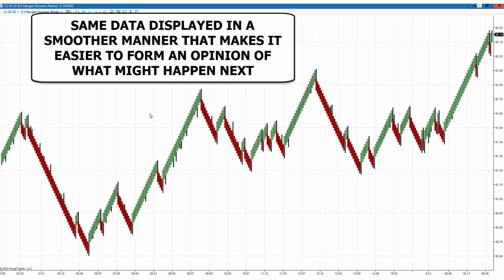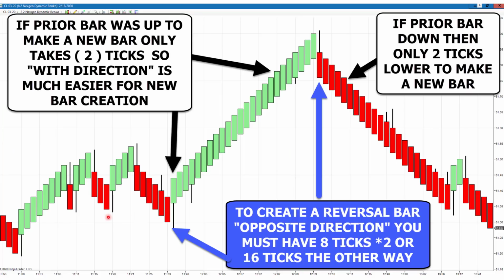So when we look at any one bar, just to give you a quick example, this is an 8-2 bar. And you'll hear us say 8-2 chart, 14-2 chart, 5-1 chart. All it means is that the body of the bar is 8 ticks. Then if the prior bar was up, it only takes 2 more ticks to make an up bar. So every time we make 2 more ticks going up, we make an up bar.